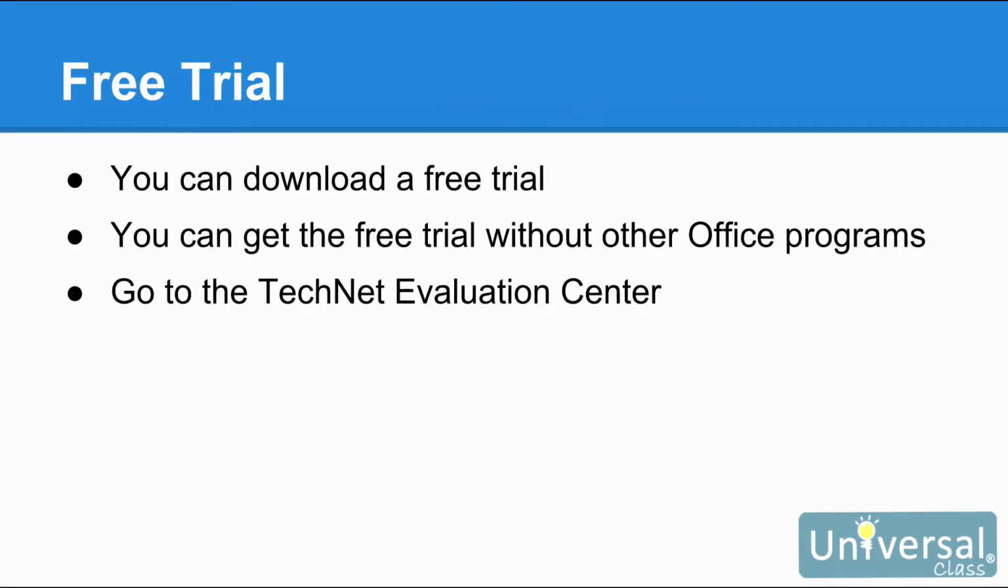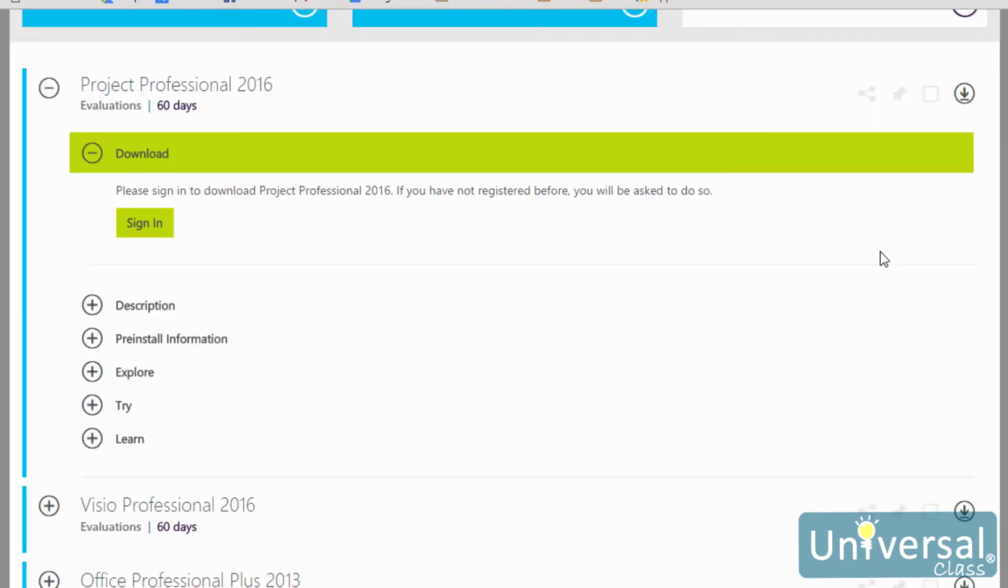You can also download a free trial of Microsoft Project 2016 if you just want to learn the software but not purchase it, or if you want to try it before you buy it. You can download a free trial of Project without downloading any of the other Office programs. Simply go to Microsoft's TechNet Evaluation Center. You'll see Project 2016 listed. This page is shown here.